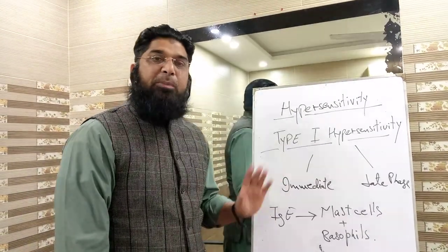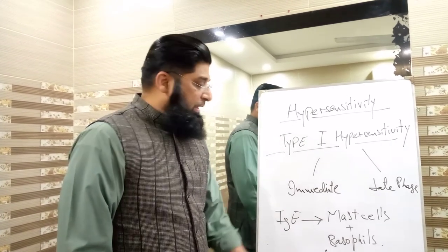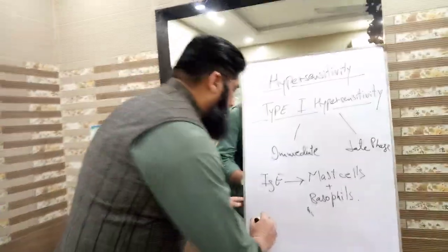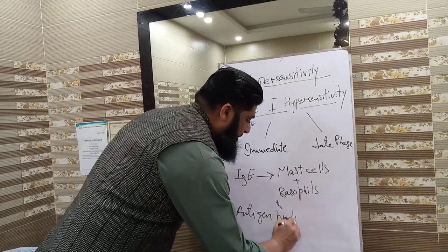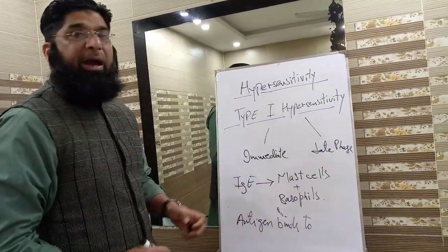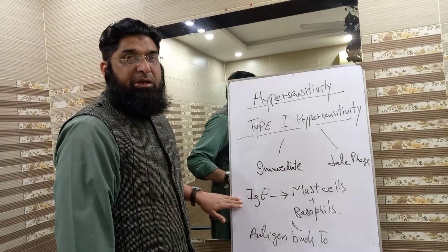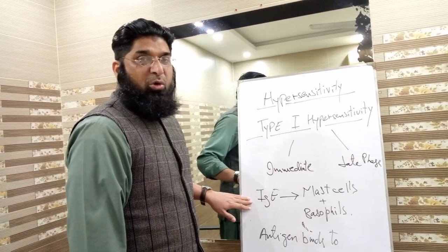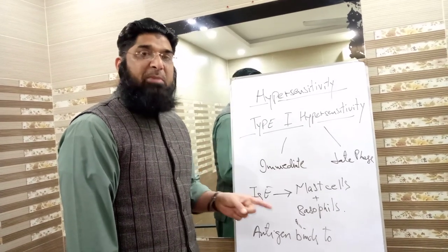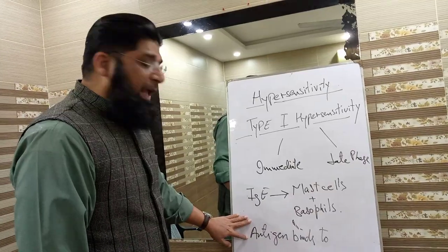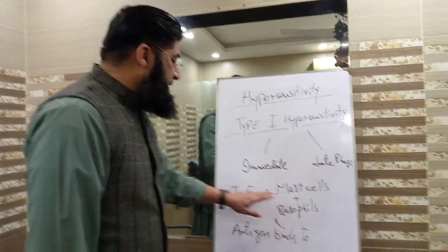Students, on subsequent exposure of the same allergen, the antigen binds to the complex of mast cell and IgE. Okay, on subsequent exposure, on second exposure of the same allergen, the allergen binds to the combination of mast cells and immunoglobulin.